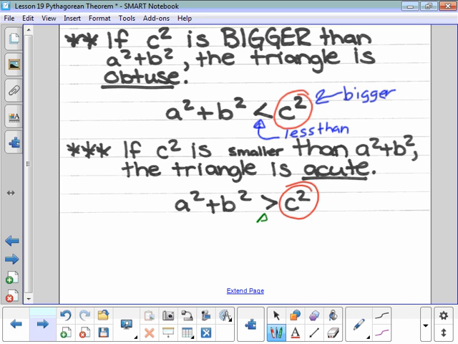This symbol right here is the greater than. So this means that A squared plus B squared is greater than C squared, or bigger than C squared. So C squared would be smaller. So again, if the right side, C squared, is bigger, then it's obtuse. If C squared is smaller, then it's acute.